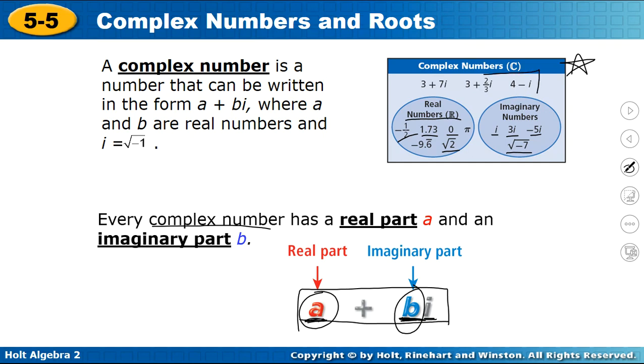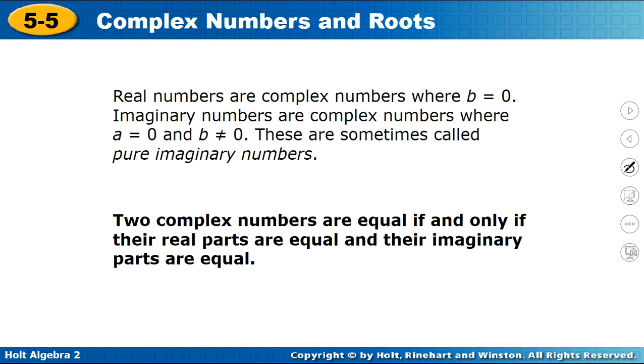Alright, and of course up here you can see these are complex numbers. Again, these are considered to be one number. So 3 plus 7i, we consider that to be one number. 3 is the real part, and the 7 is the imaginary part. Here's another complex number. 3 would be considered its real part, and 2/3 would be considered its imaginary part. And another complex number, 4 would be the real part, and then I guess negative 1 would be considered the imaginary part. So that's important to remember, that these complex numbers consist of two pieces, a real part and an imaginary part.